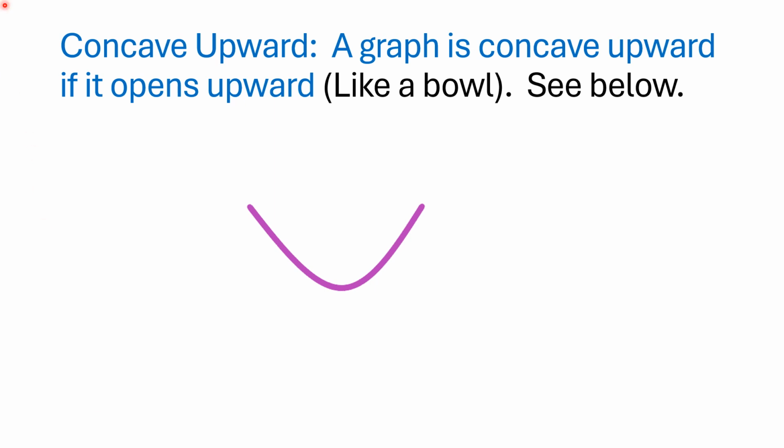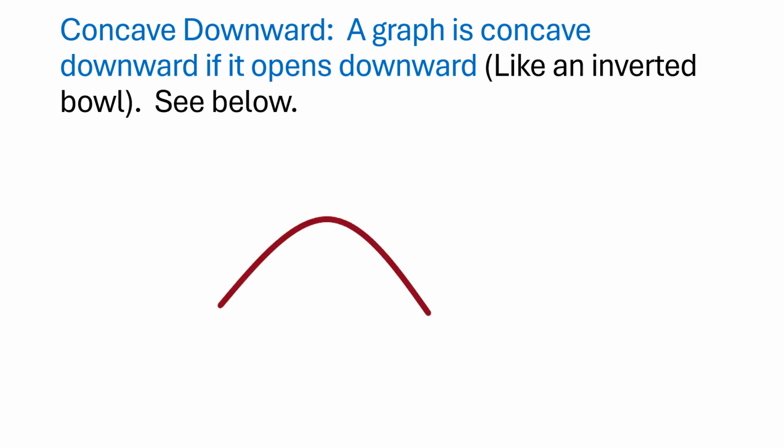Now, first, a few definitions. Concave upward. A graph is concave upward if it opens upward, like a bowl. And here's a picture of what concave upward might look like. Concave downward. The graph is concave downward if it opens downward, like an inverted bowl. And here's a picture of that.